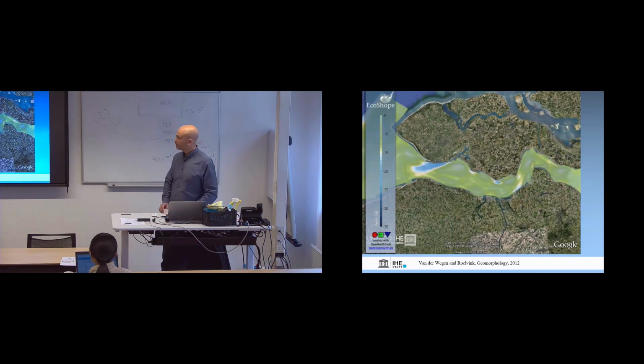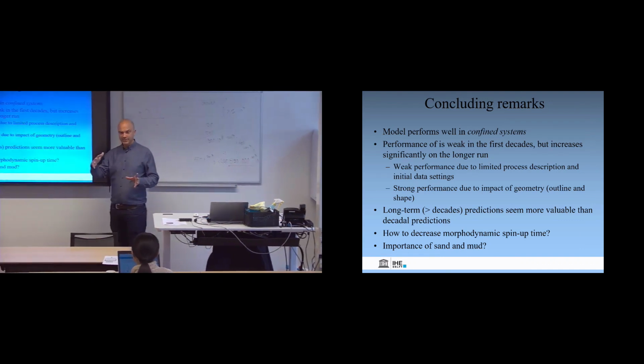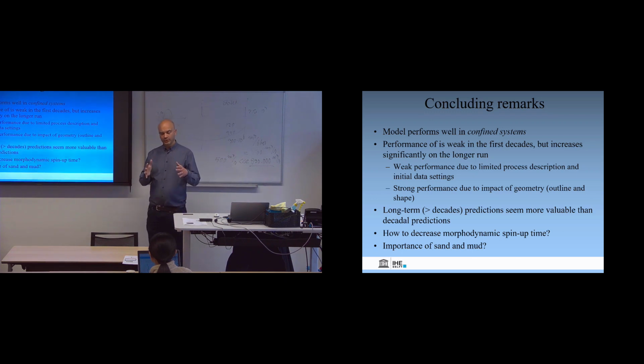So concluding remarks. I think this model then performs well in confined systems, where basically the shape of the basin determines where the shoals and the channels are. It's first in the first decades, but increases over time. Longer term predictions seem more valuable than shorter decadal predictions. But this is for a system. If you want to study the impact of a groin construction in your river, it's a big signal. And there the model will perform better, I would say. Yeah. Because it's a strong interference with the system as such.